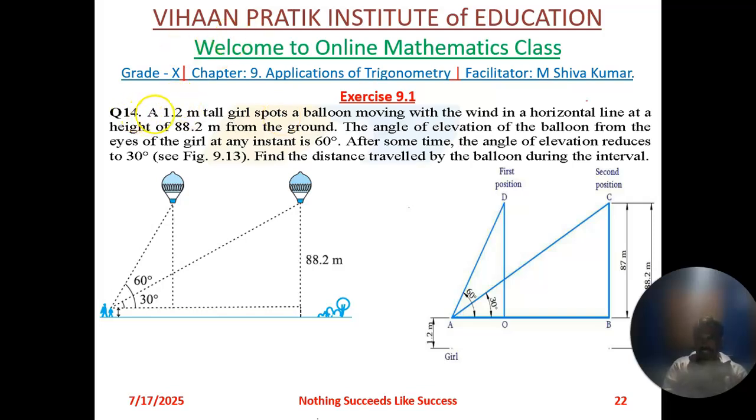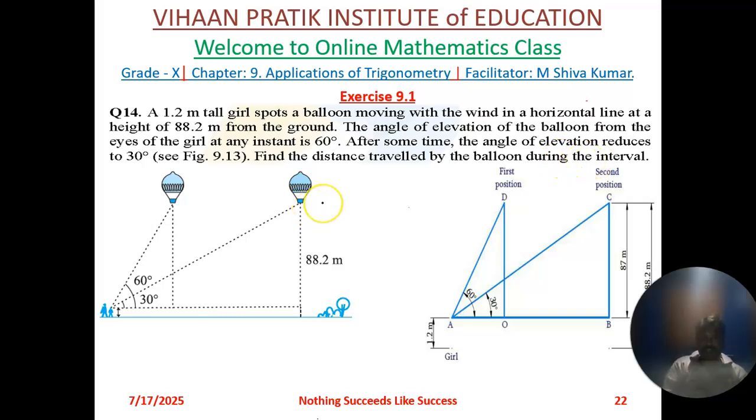Question number 14 states that a 1.2 meter tall girl spots a balloon moving with the wind in a horizontal line at a height of 88.2 meters from the ground. The angle of elevation of the balloon from the eyes of the girl at any instant is 60 degrees. After some time, the angle of elevation reduces to 30 degrees. Find the distance traveled by the balloon during the interval.